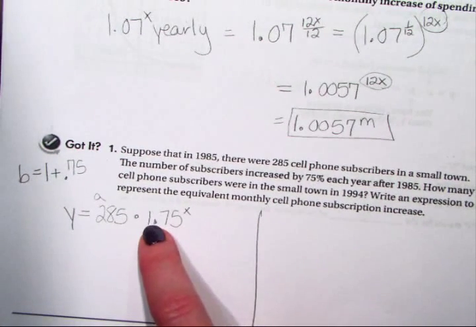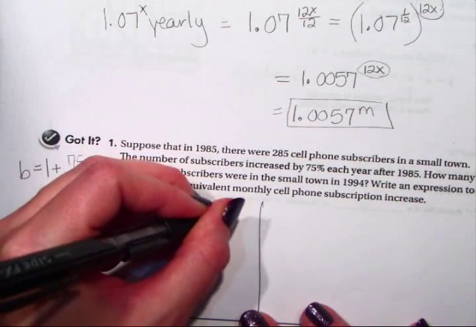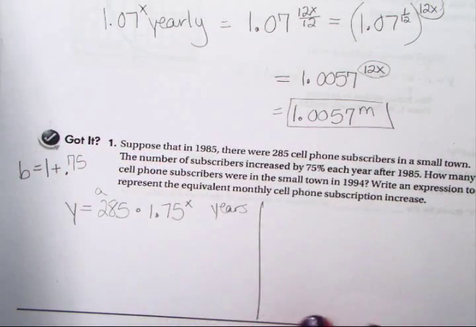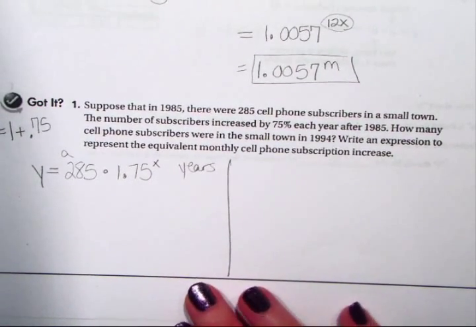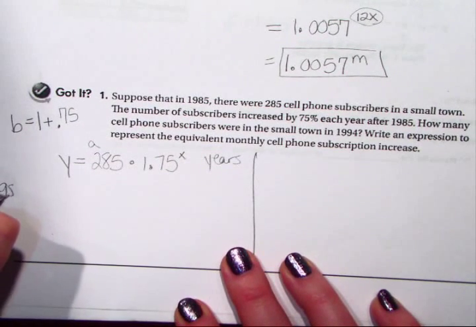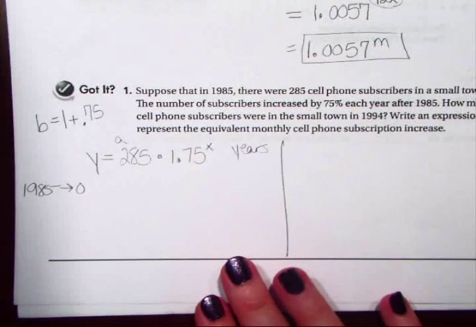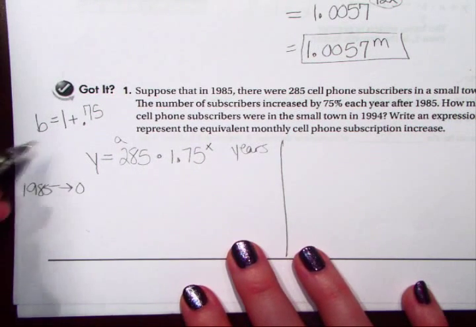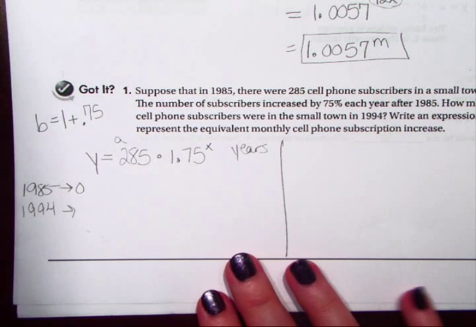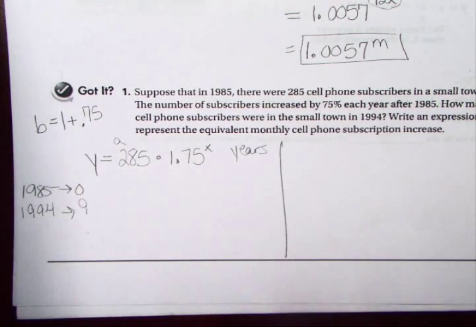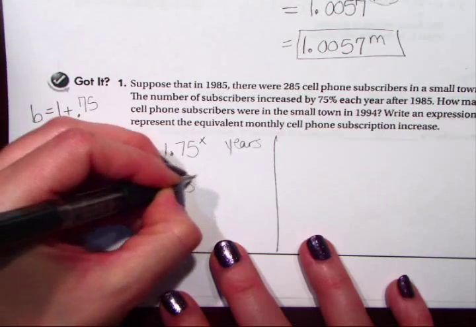So our B is actually 1.75, and we're going to put this to the x power. Now remember, this is in terms of years. Okay, we'll do months on the other side. If our problem started in what year? 1985. Okay, so 1985 would actually represent a 0 because it would be year 0. What year are they asking about? 1994. So how many years from 1985 to 1994? 9 years. That's right. We're going to plug in a 9, okay? So 285 times 1.75 to the 9.